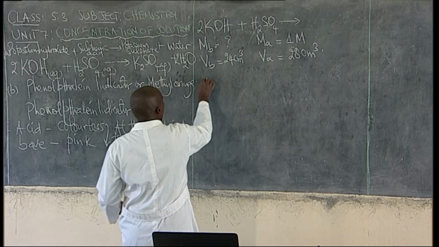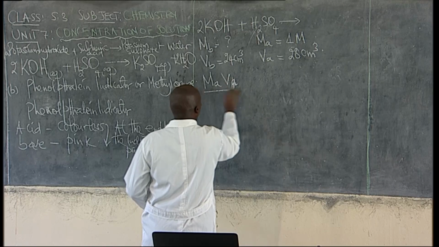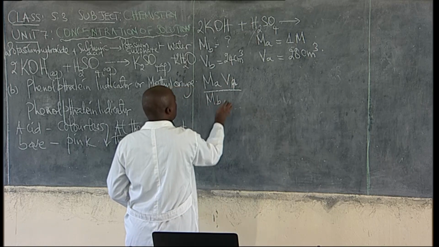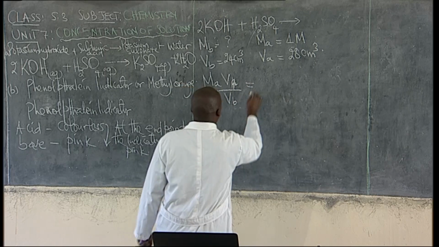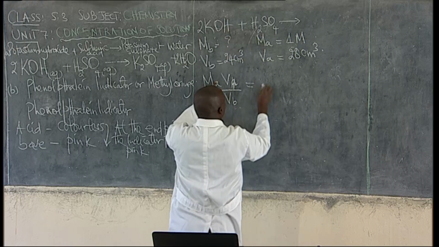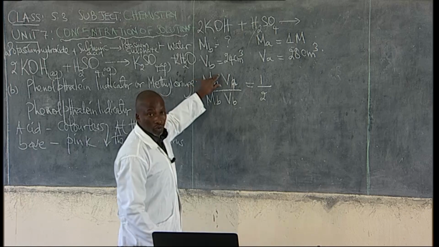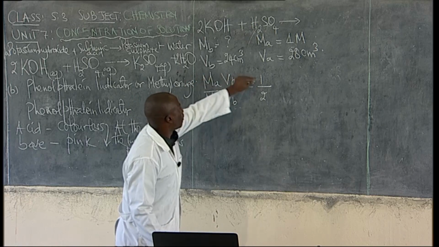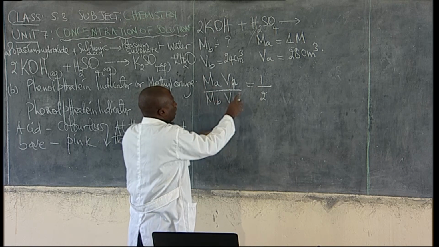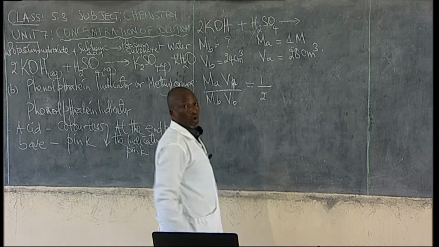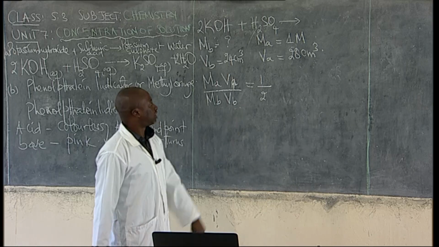So use this simple one. Molality of the acid times volume of the acid over molality of the base times volume of the base is equal to the reaction ratio. The acid is 1, so this will be 1/2. Take note of this: if the acid is 1, that is why you have it here. If the acid is the denominator, then we'll make it 2/1. So it is 1:2.